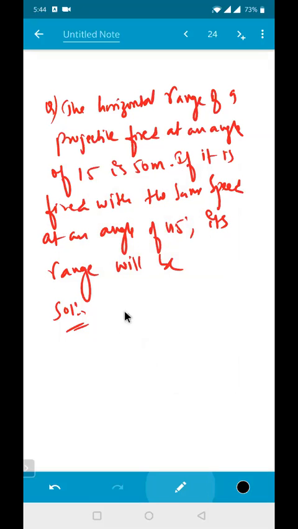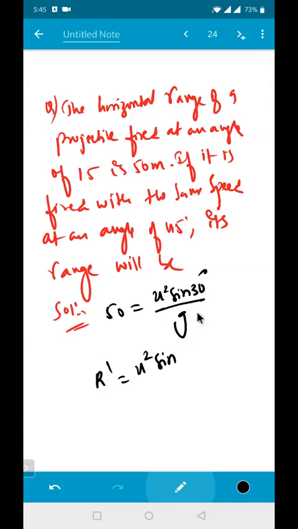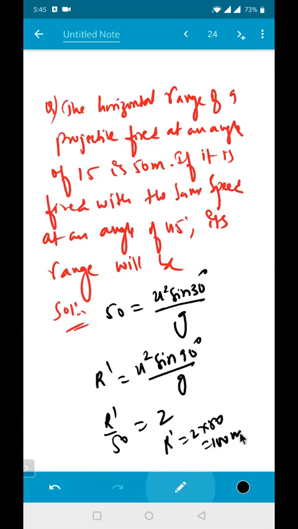Range formula you already know, when it is maximum. So range formula: 50 is equal to u square into sine of twice the first angle, that is sine 30, divided by g. So R dash is equal to u square into sine 2 into 45, that is sine 90, divided by g. So take the ratio of this. R dash by 50 is equal to, everything will get cancelled, so that will become 2 times. So R dash is equal to 2 into 50, that is equal to 100 meters.